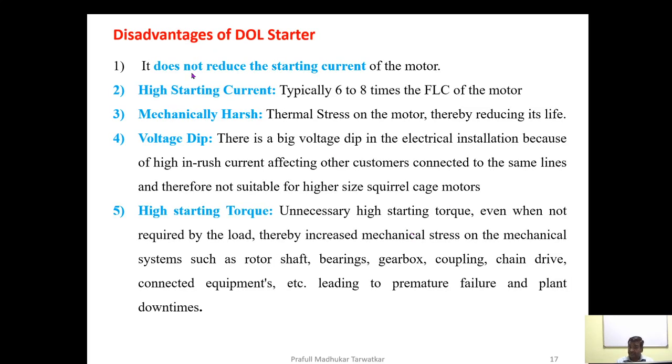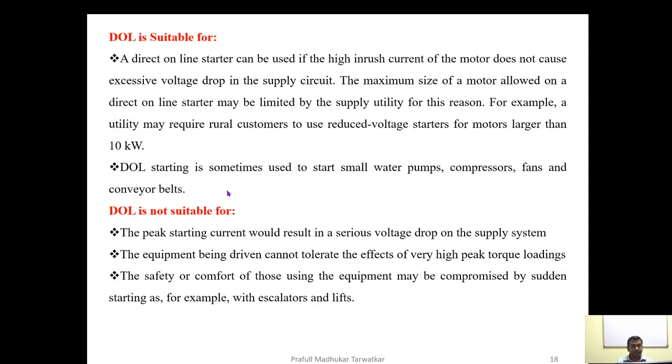Disadvantage: does not reduce the starting current, high starting current typically 6 to 8 times. Mechanically harsh, since thermal stresses are there because of frequent switch on and switch off. There is a voltage drop, since the complete voltage is available during start, and very high starting torque. Suitable for motors up to 5 HP, not suitable beyond that capacity.